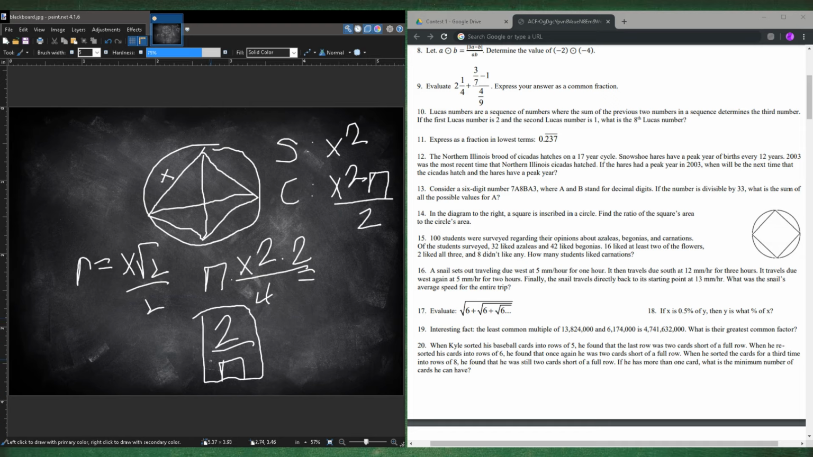Usually I write pi as like 3/4 of a square. So sorry about that, but if you just want to write it like this, it also works too. Like if they understand it's a pi, it's a pi.